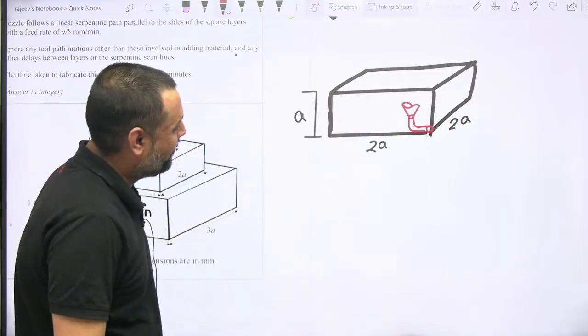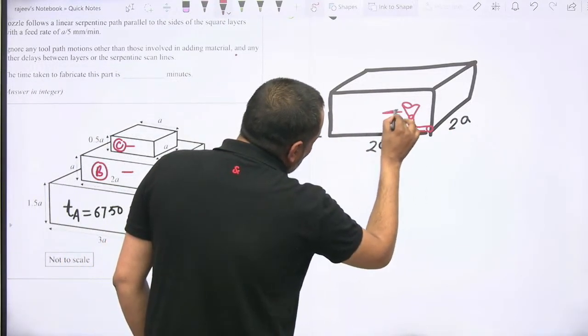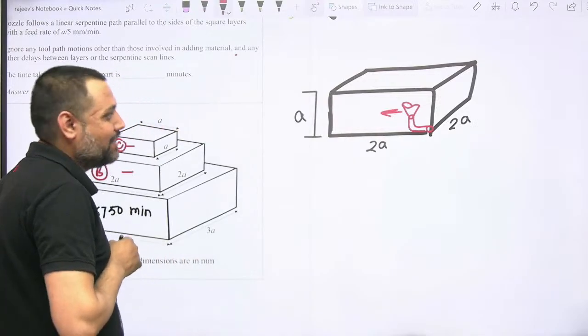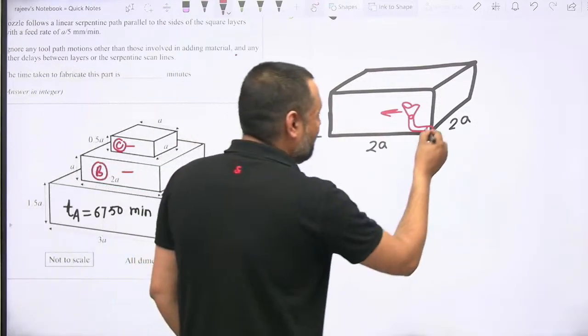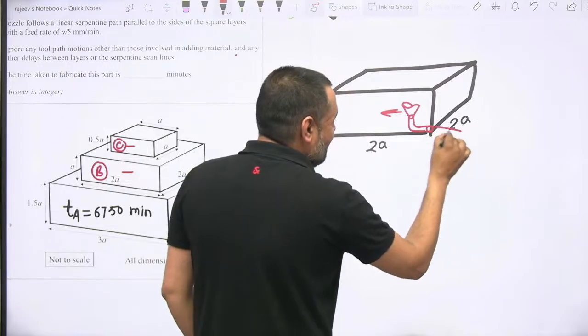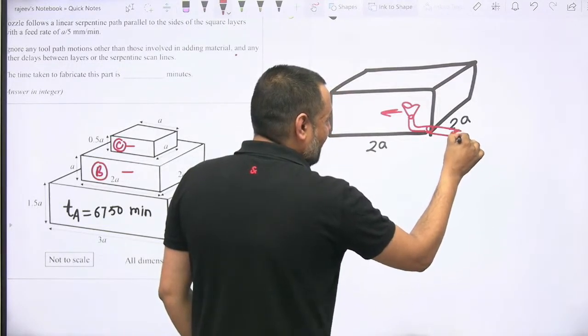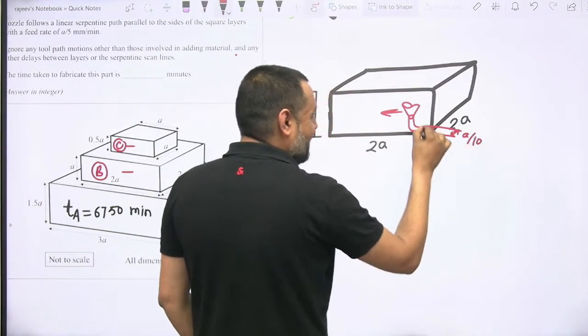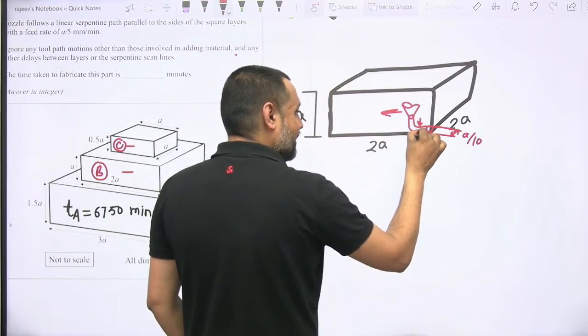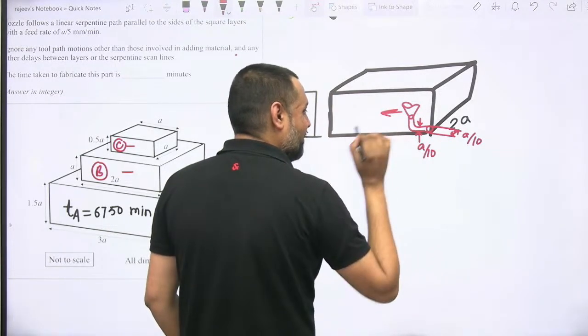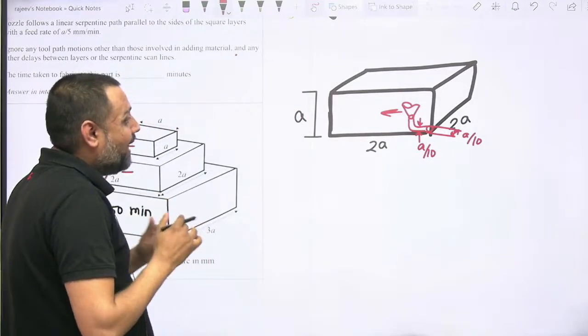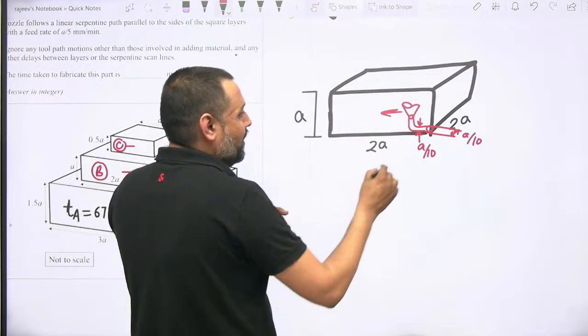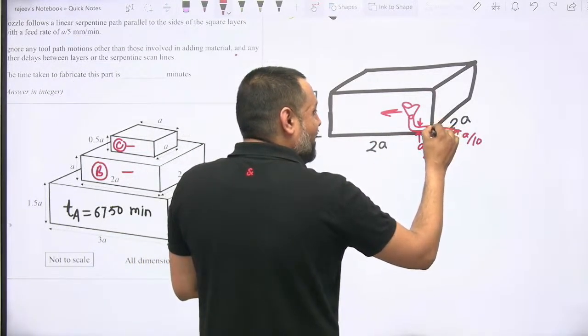Yes, and that way it will move in this direction. So you observe, in this direction it will be A by 10, as well as in this direction the layer thickness will be A by 10. So that way, you will have to make the first layer.